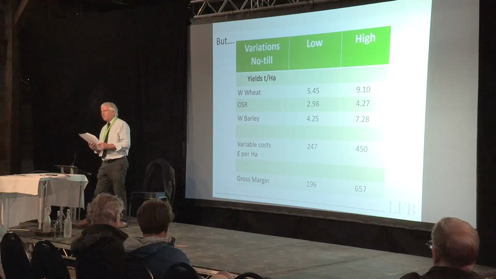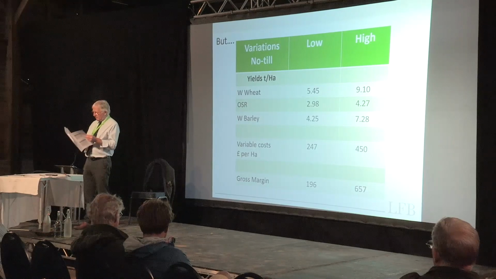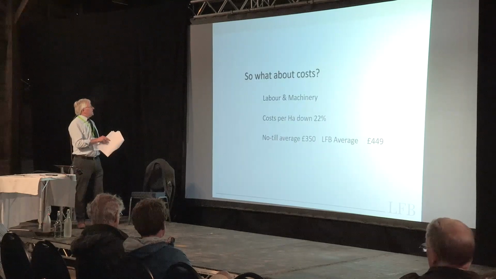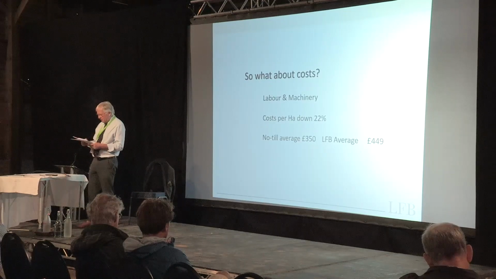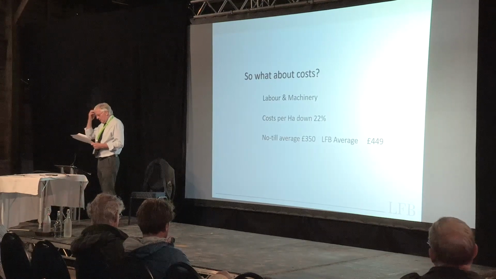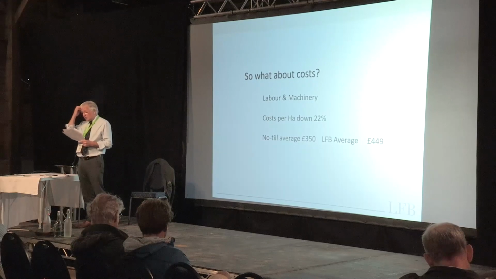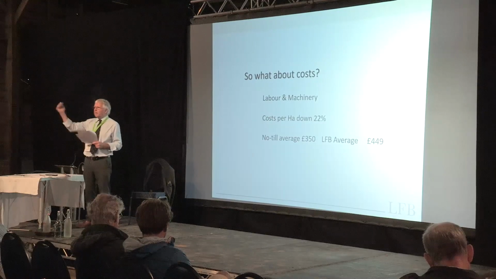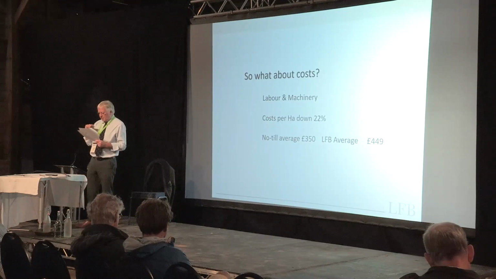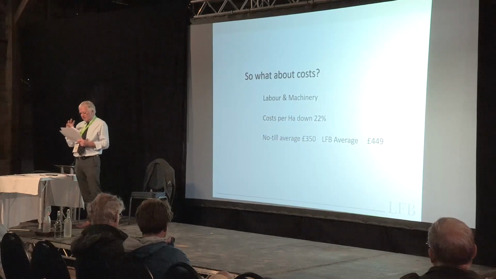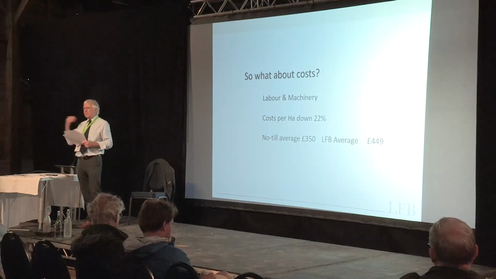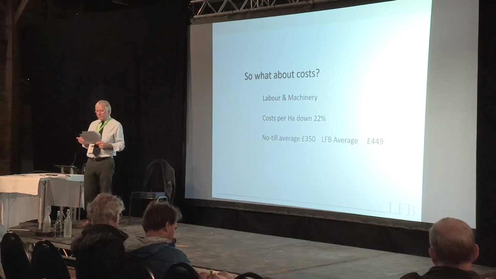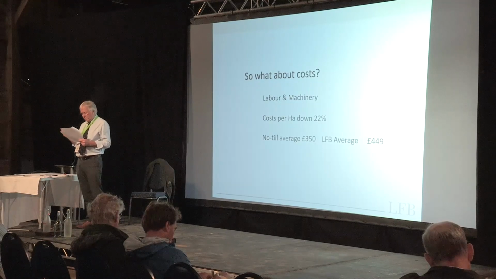Okay, swiftly moving on because we started late. So let's have the next slide. Moving on to the labour and machinery, and this is an interesting bit, I think. The cost per hectare is down 22% between no-till and the LFB. The no-till average is 350 total labour and machinery, and the LFB, which is the traditional farming, our main benchmarking, is 449 pounds per hectare.